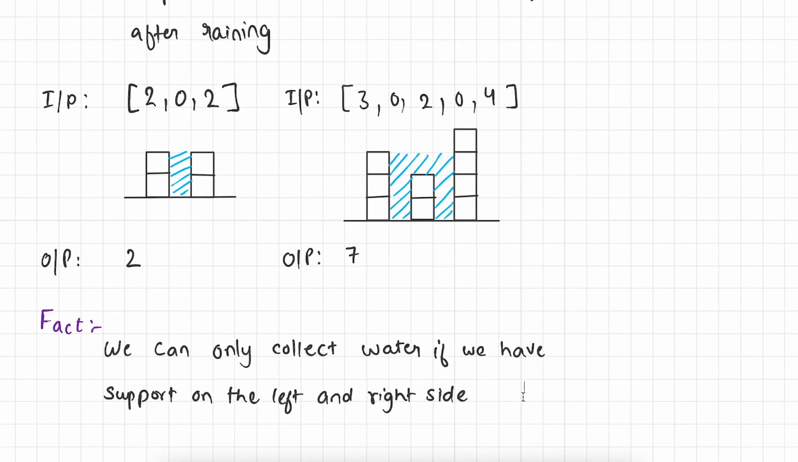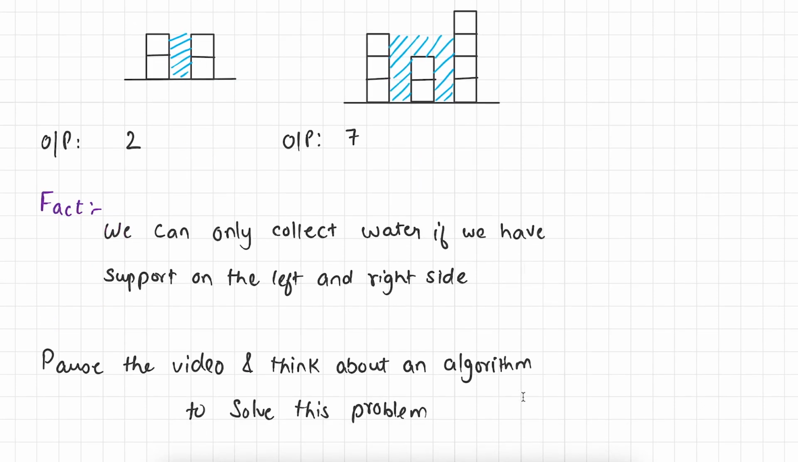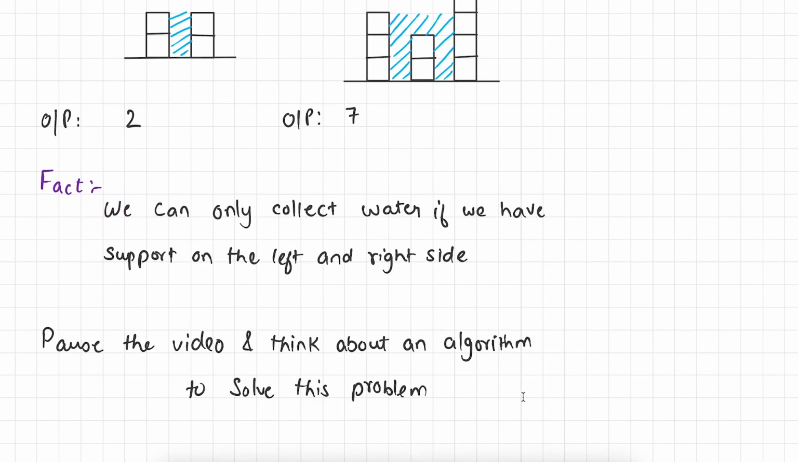So we understood this fact that to collect water we need some support on the left and the right side of the bar so that we can collect the water. So I hope now you have a good understanding of this problem. So let's pause this video and think about an algorithm to solve this problem.